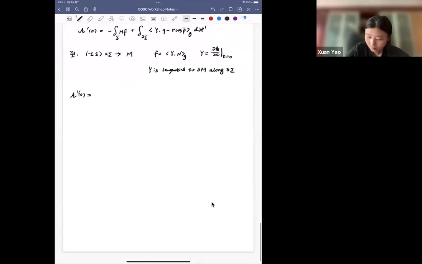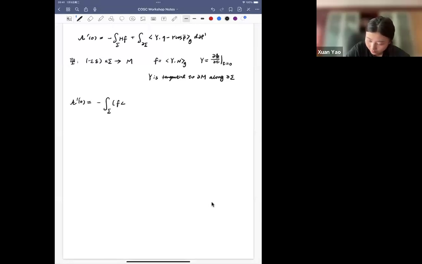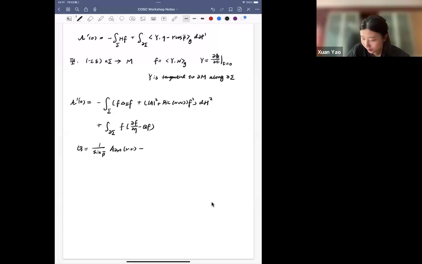So the second variation is actually minus the integral over sigma of f times the Laplacian of f, plus the squared norm of the second fundamental form A and Ricci, times f squared, plus the integral over the boundary of sigma of f df over d eta minus Q f squared, where Q is 1 over sine rho bar times A of nu nu, minus cotangent rho bar times A of eta eta, plus sine rho bar cosine rho bar. Now this is just by direct computation.